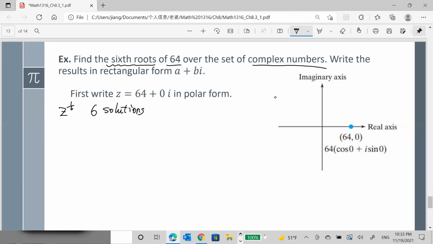If you only have 64, some students told me, can I use this and then I got 2? This is only 1 solution. You must have 6 solutions. That means you can't do it this way.